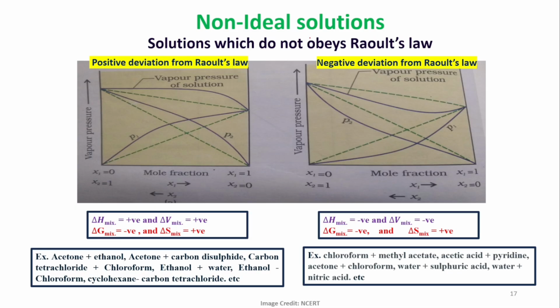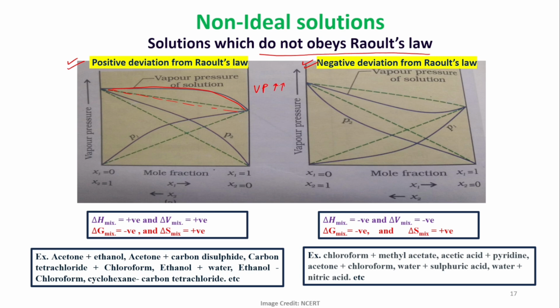Then ideal solutions, so we have non-ideal solutions also. Those solutions which do not obey Raoult's law. So again, these are defined in two ways: positive deviation and negative deviation. Positive deviation means this is the expected line. This is the expected vapor pressure which is calculated using Raoult law, and this is the actual one. That means actual one is little bit higher than calculated.